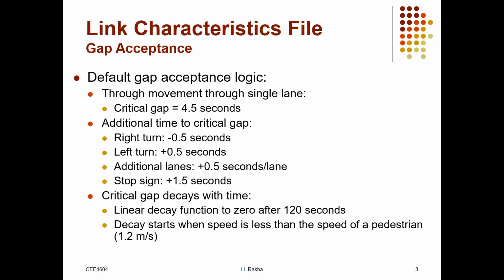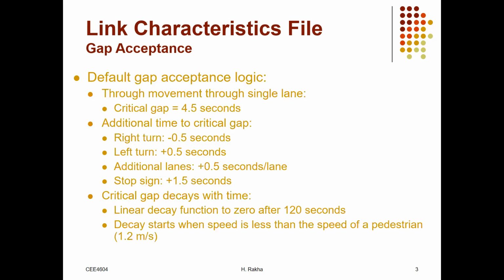And this time counter, or the stopwatch that starts counting your aggressiveness, starts when you reach a speed of a pedestrian, which is 1.2 meters per second, and that's where we consider that you are close to stopped.